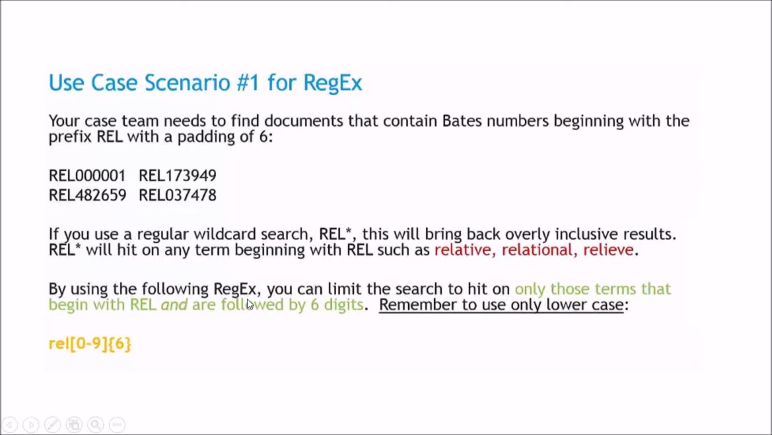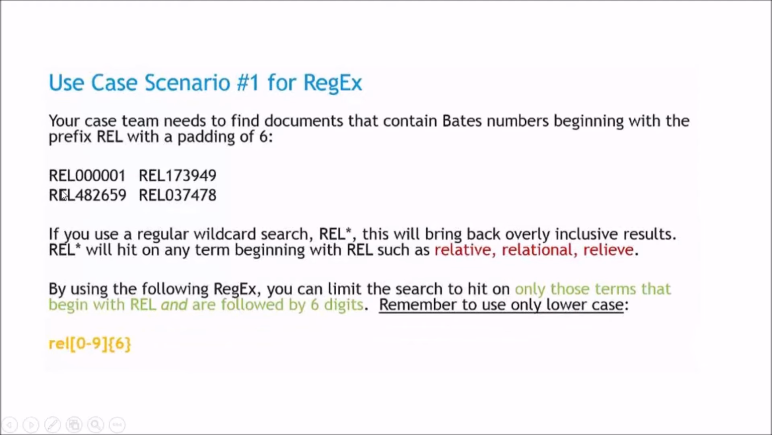But by using the following regex expression, you can limit the search to hit only those terms that begin with REL and are followed by 6 digits. Remember to use only lowercase. So even though the Bates numbers might use uppercase, don't use uppercase letters in your regex expression searching. Only use lowercase. So REL, then you've got your bracket, 0 minus 9, another bracket, and then you have the delimiter. Notice this is numbers 0 through 9, so it's going to be looking for numbers only, and it's only going to be looking for 6 characters. So that's the meaning of this regex expression.